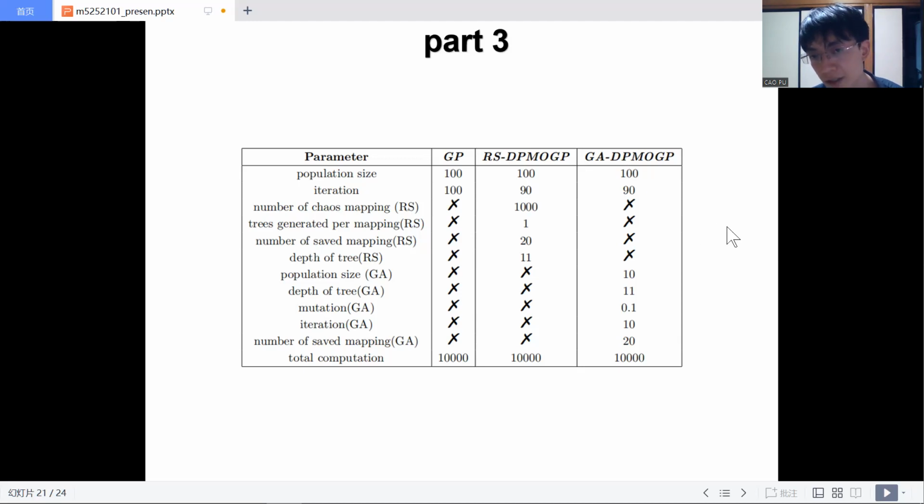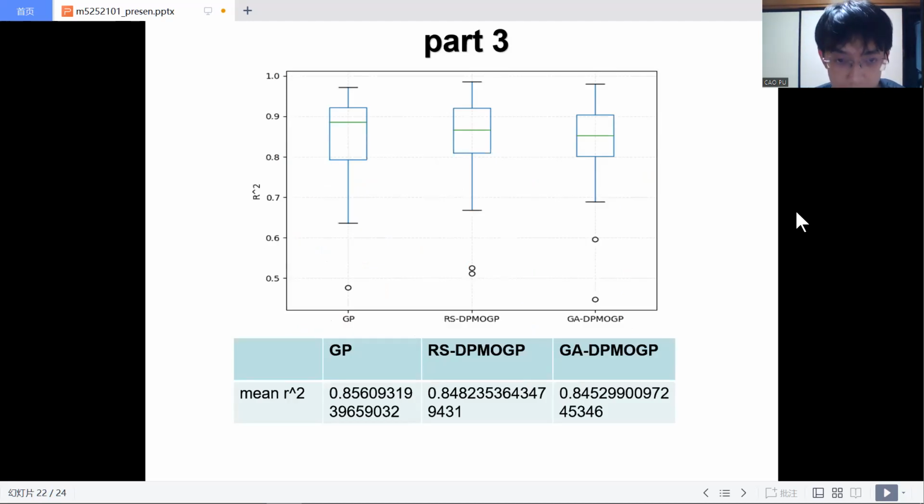This GA means genetic algorithm based, because as I said, this pre-learning is quite like another NP optimization problem. So we can use another optimization algorithm to solve this problem. So far we deployed a random search based and genetic algorithm based method. So here is a result.